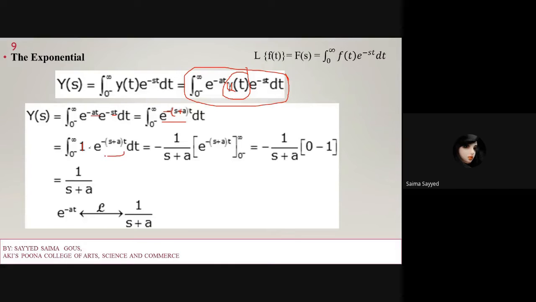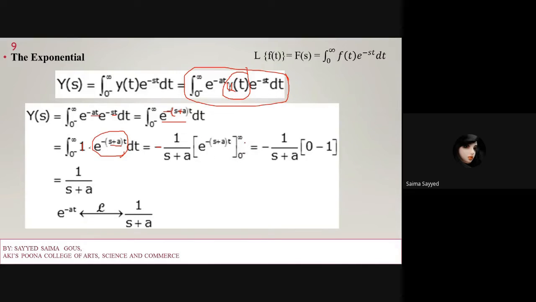Now integrate this with respect to t. The integration of e raised to minus s plus a into t will be minus sign outside, 1 divided by s plus a, into e raised to minus s plus a into t, with limits 0 to infinity.